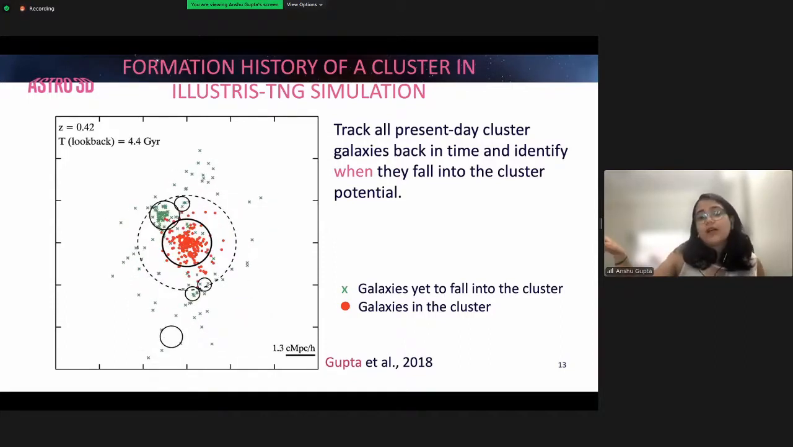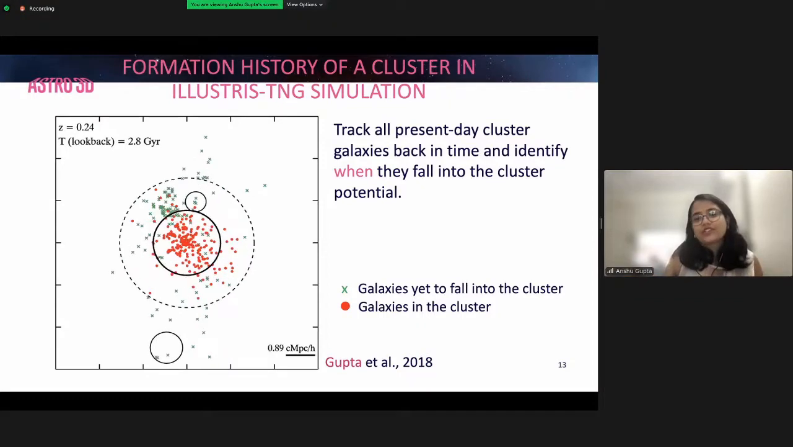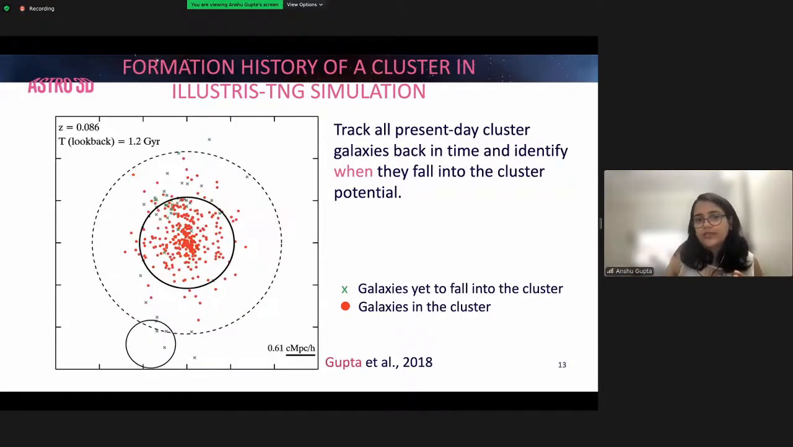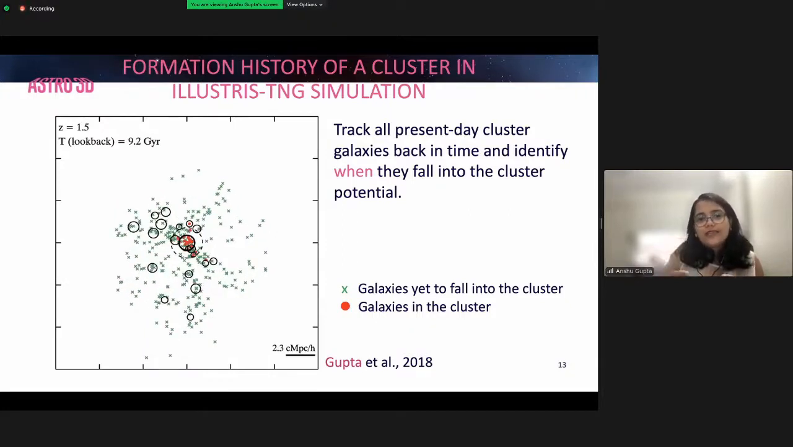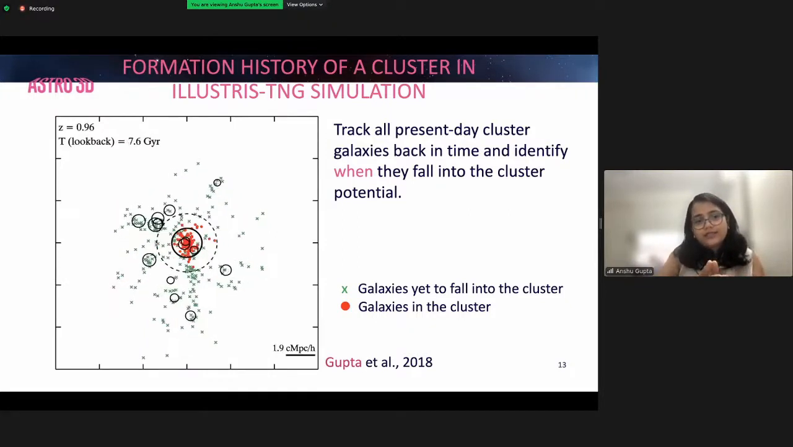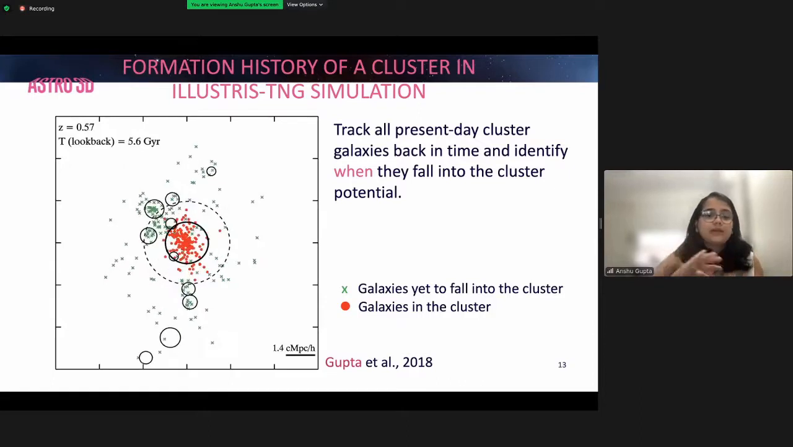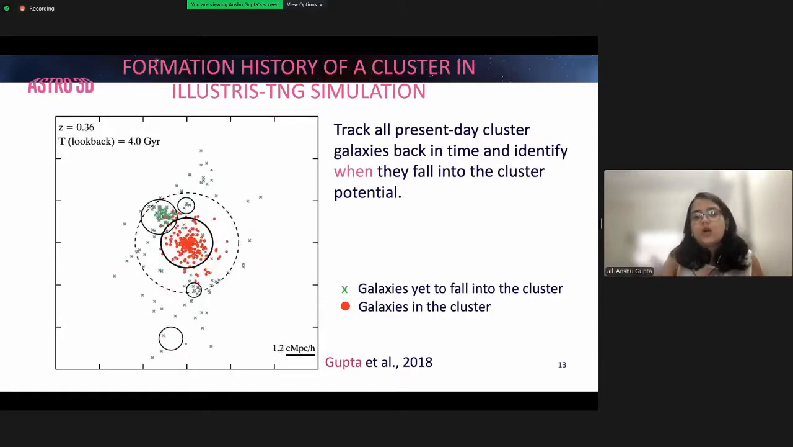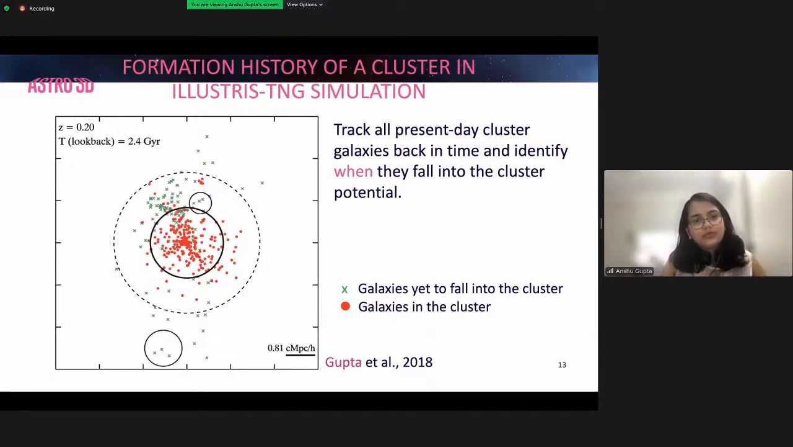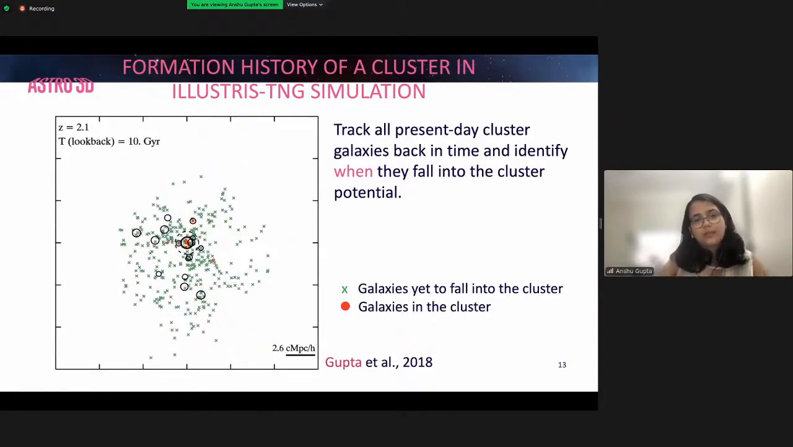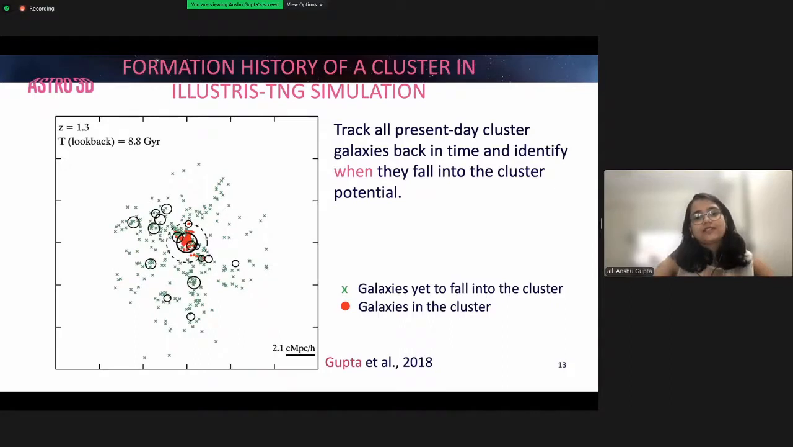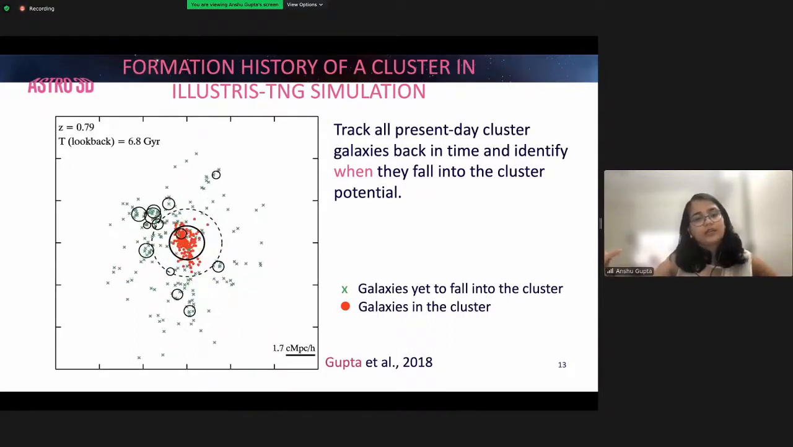We tracked them back in time. It's a simulation, so we have the full evolutionary history of the galaxy. And at every time step, we identify if the galaxy was part of the cluster at this time stamp or not. And so we separate the galaxy into two classes. One is galaxies that are yet to fall into the clusters, and the red is galaxies which are already part of the cluster.